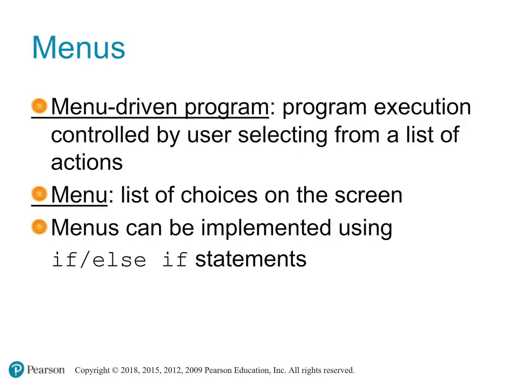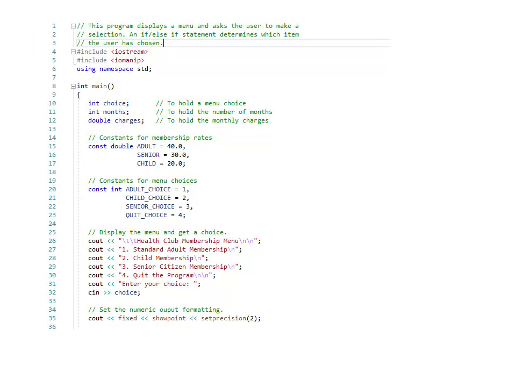A menu-driven program allows the user to control the flow of the program by selecting from a list of actions. The user selects an option, usually by entering a number or character, and the program performs the corresponding action. If-else-if statements can be used to evaluate the user's choice and execute the corresponding block of code. This program 418 demonstrates a menu-driven application for a health club membership. It uses if-else-if statements to handle the user choices.